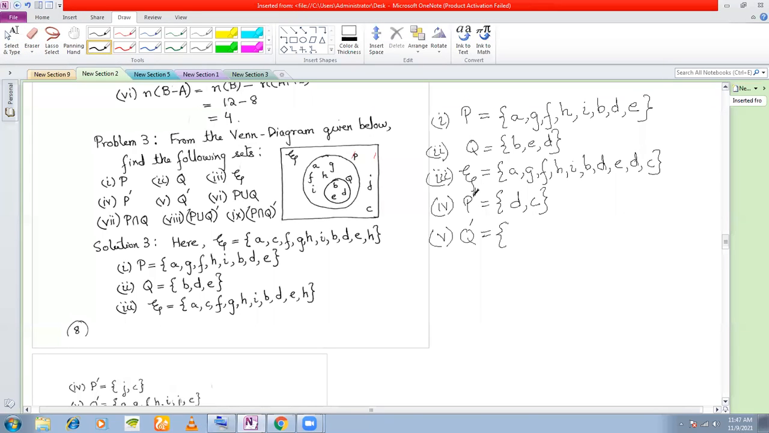Let him be. Q complement is all the letters that are outside Q. So all the letters except those that are there in the set Q. So what letters outside Q do you have? You have A, G, F, H, I, D, and C. Right? These are the letters that are outside Q.